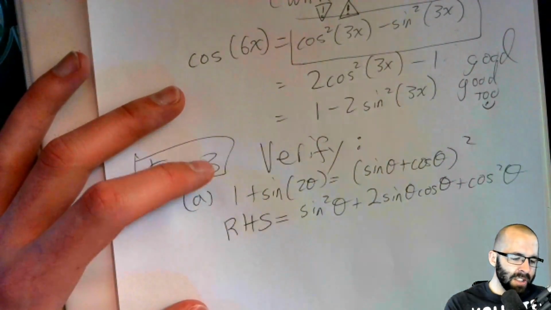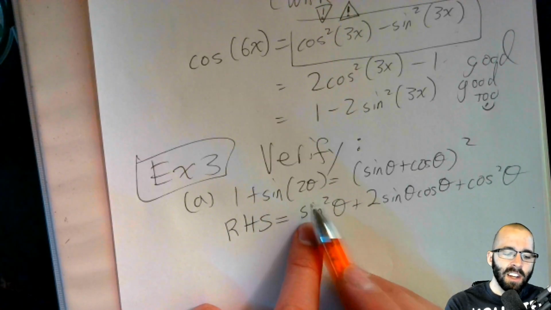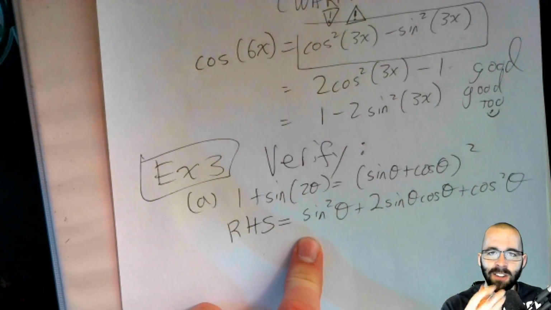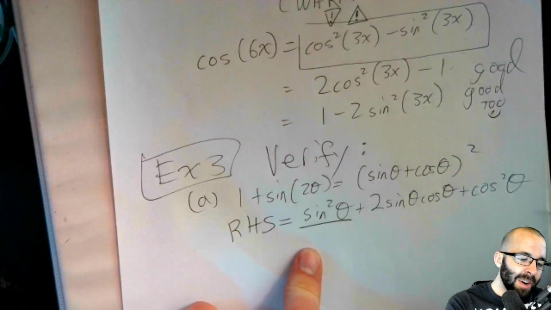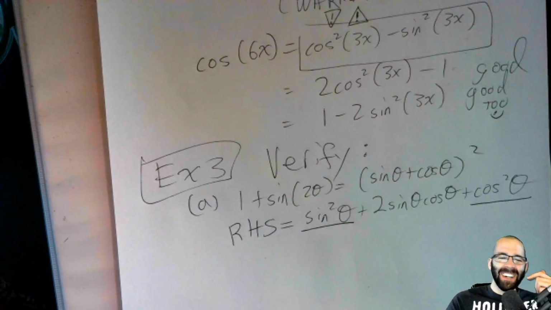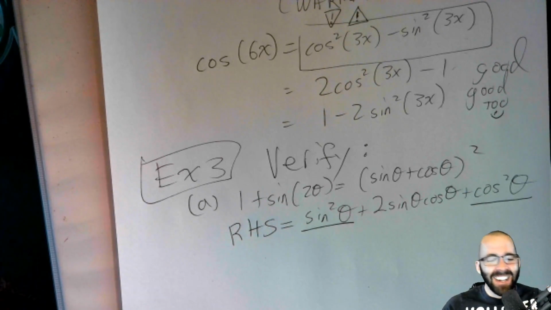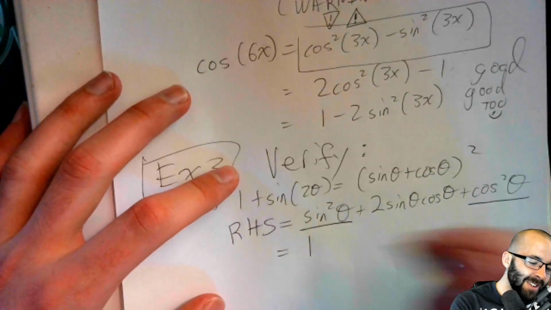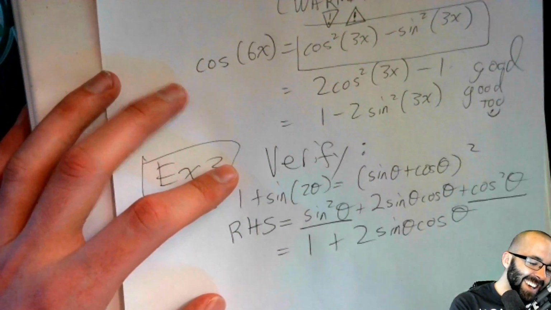And now we say, well, Jason, this looks nothing like the left-hand side. But you see a sine squared, your ears perk up. You see a cosine squared, your mouth starts watering. You've tasted this before and you want to taste it again. Sine squared of theta plus cosine squared of theta is equal to 1. Right? That's a Pythagorean identity. So we have 1 plus 2 sine of theta, cosine of theta.